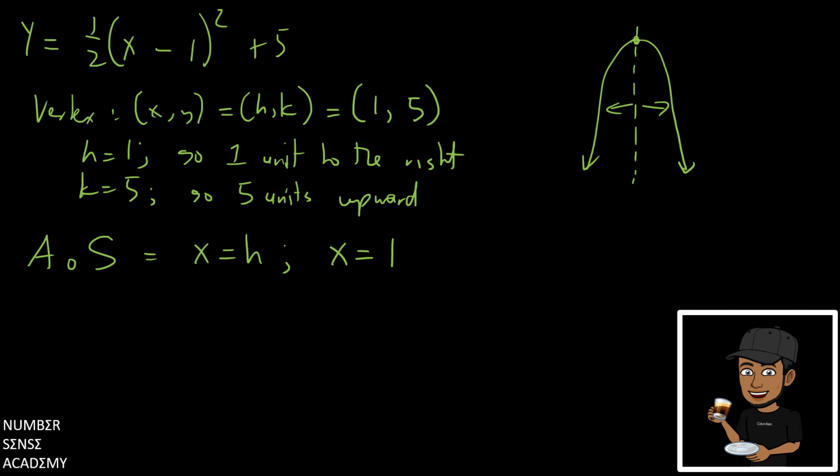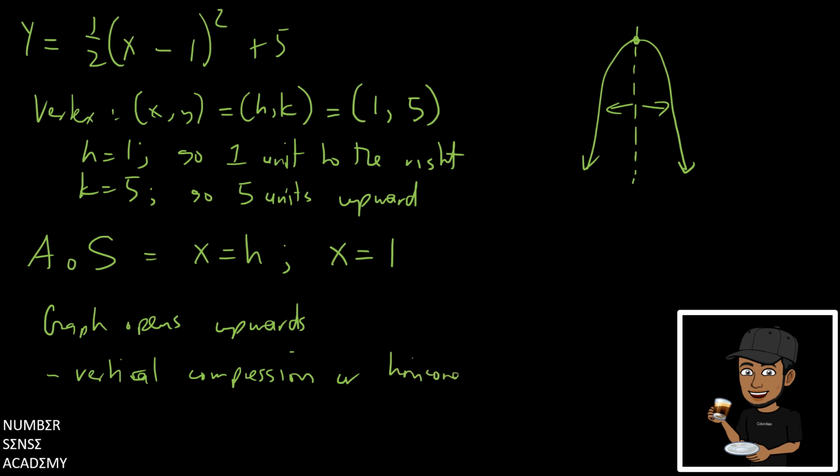All right. And then in this case, if I look at the 1/2, or before I look at the 1/2, I see that the sign in front is positive, so the graph opens upward. But then I see the 1/2, and the 1/2 is a proper fraction, so the graph has a vertical compression or horizontal stretch, whatever you want to call it. Horizontal stretch.